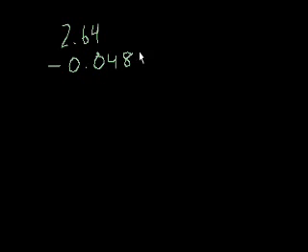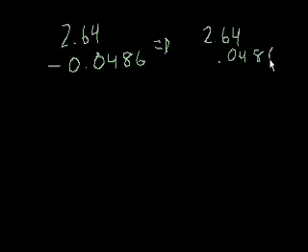Okay. If I have 2.64 minus 0.00486. So once again, let's line up the decimal points. 2.64 and it's 0.00486. Lined up the decimal points, add the zeros on top.